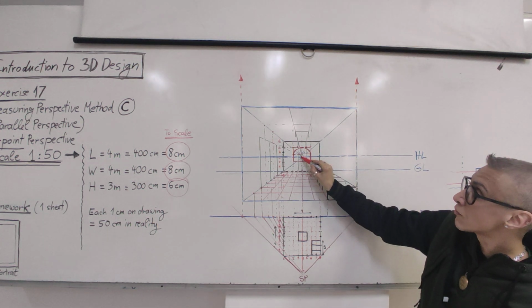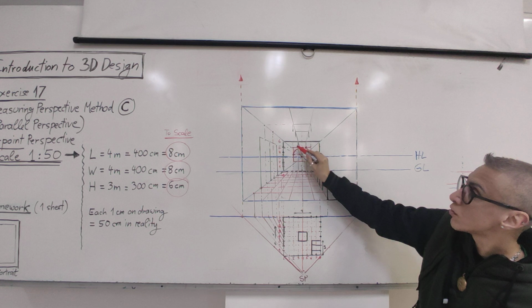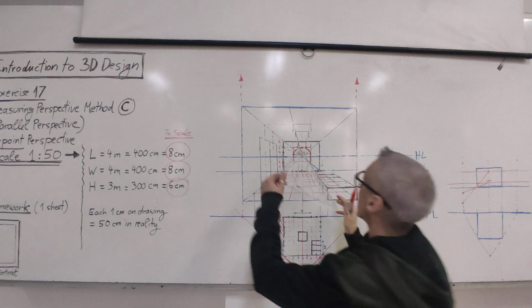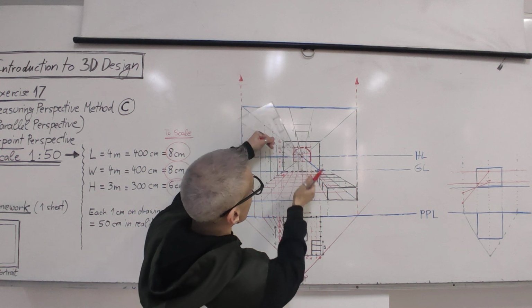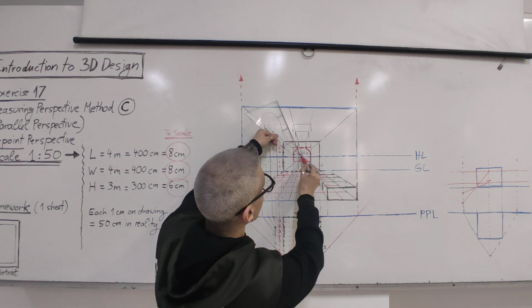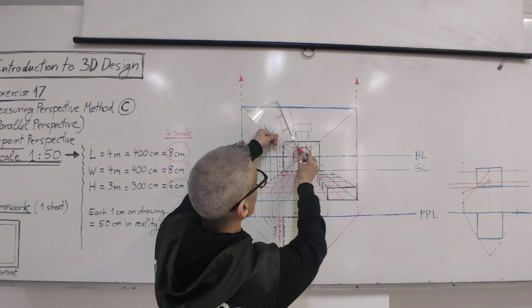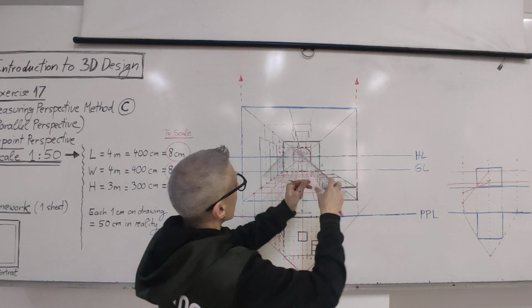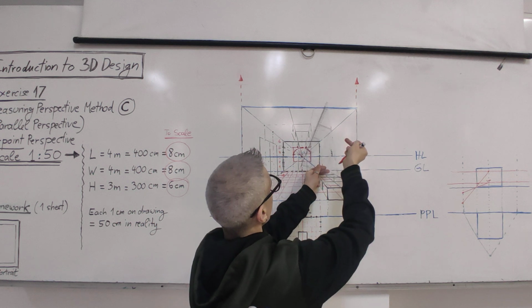Then from the vanishing point through these points, we will see where it will intersect here and here. So from the vanishing point, through these other 2 points. This goes through, and we will see where it will intersect these 2. And from the other side, the same thing.